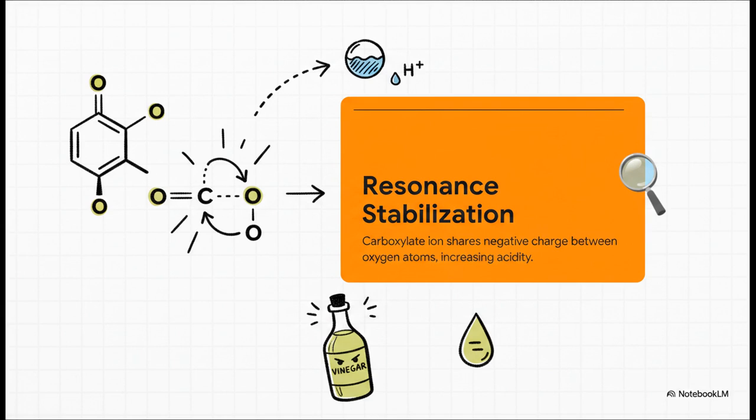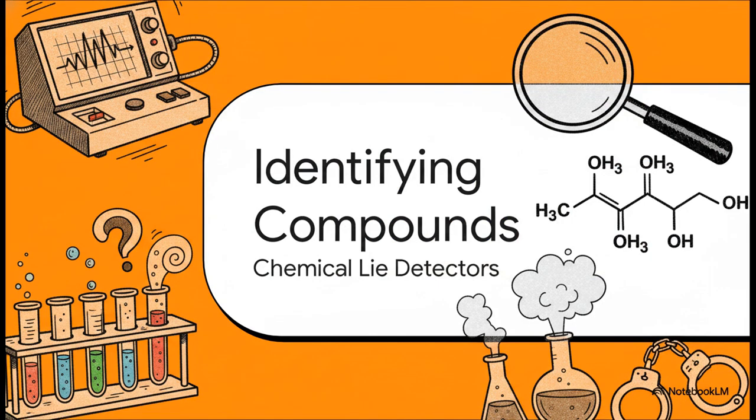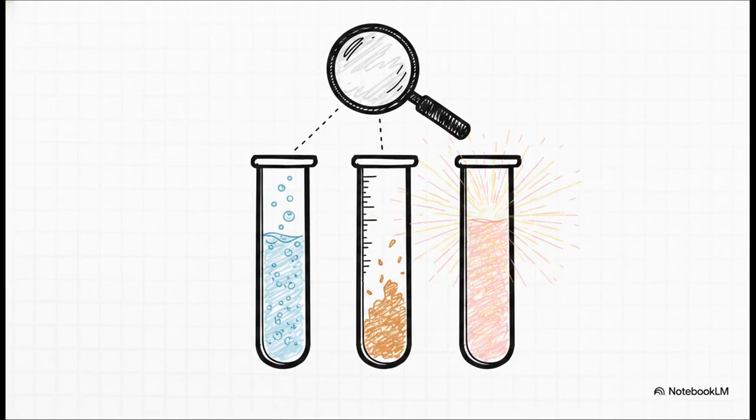This resonant stabilization is exactly why acetic acid, which we all know as vinegar, has that notoriously sharp, sour, acidic bite. Part 5. Identifying the compounds. Welcome to the chemical interrogation room. We often need to figure out exactly who is who in a blind lab setting, and the TFS trick is going to be your absolute best chemical lie detector.